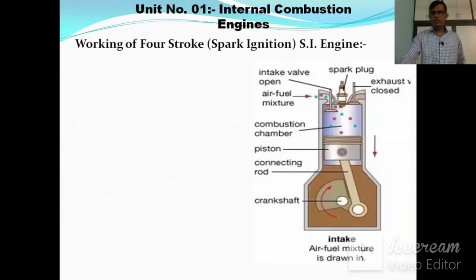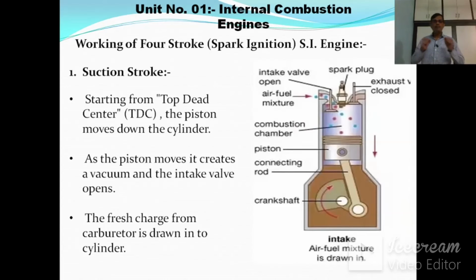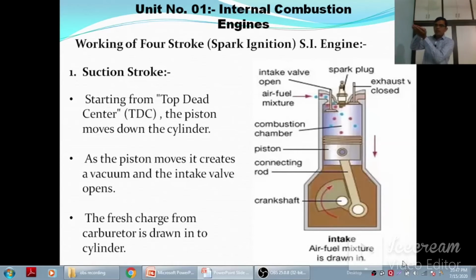The first stroke is the suction stroke. What exactly happens in the suction stroke? The piston moves downward from top dead center. When the piston moves downward due to the clockwise rotation of the crank, a vacuum is created above the piston in the combustion chamber. At that time, the air-fuel mixture in the carburetor is at higher pressure, so it flows from the inlet valve into the combustion chamber.